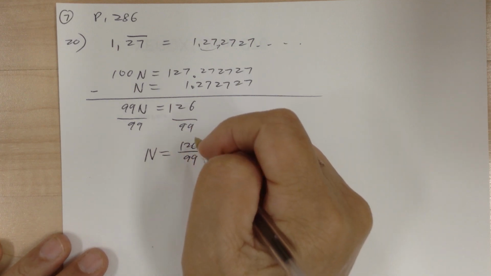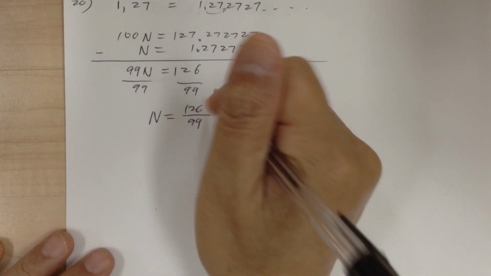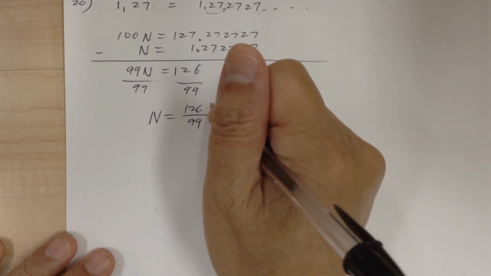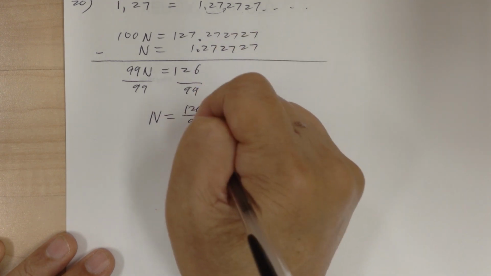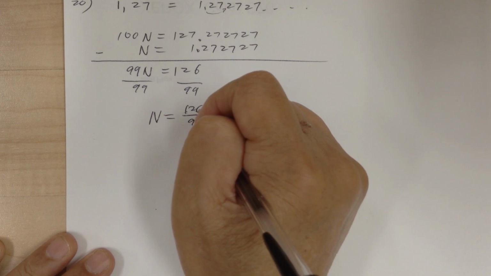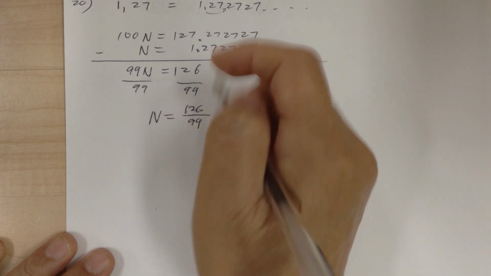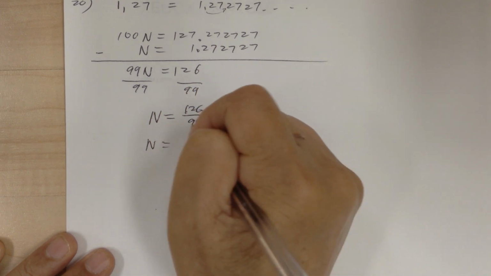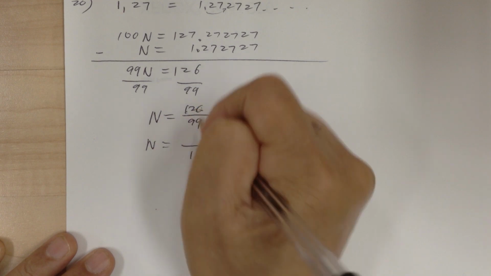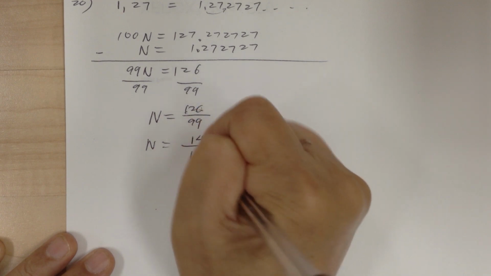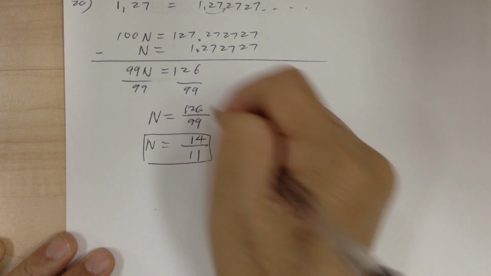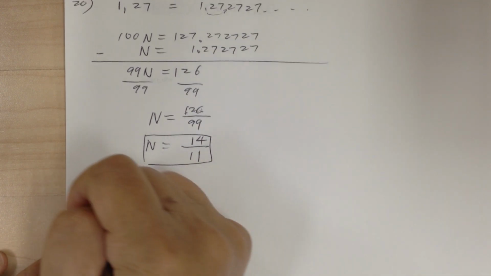And then what you want to do after that is reduce. So these are divisible by 9, since the sum of the digits equals 9. Divide by 9, you get 11. Divide by 9, you get 14. So it'd be 11 over 14, and you can reduce.